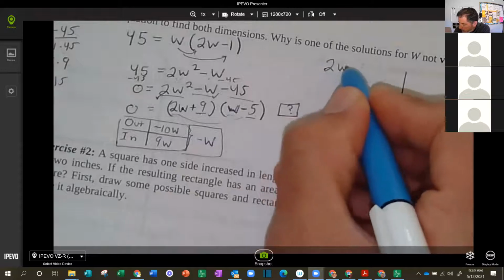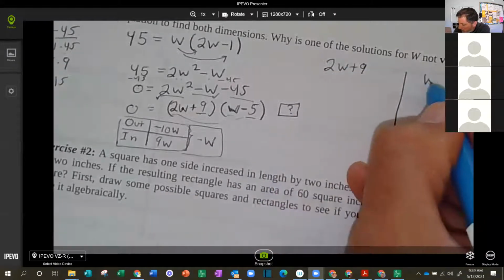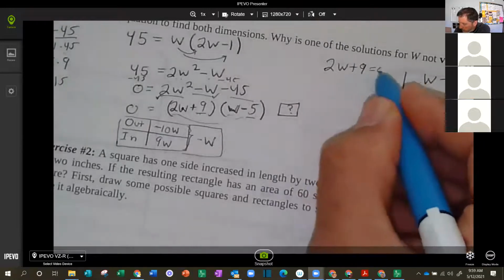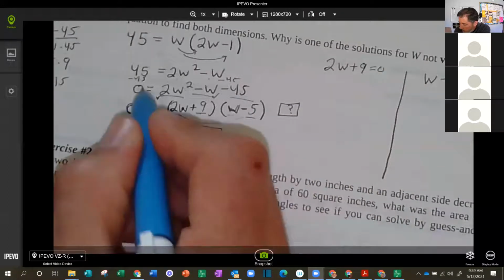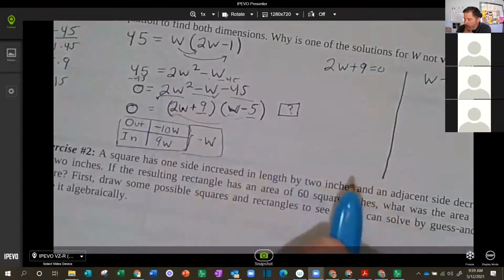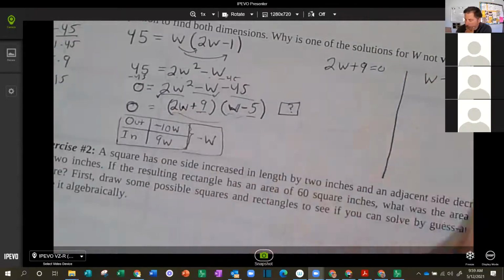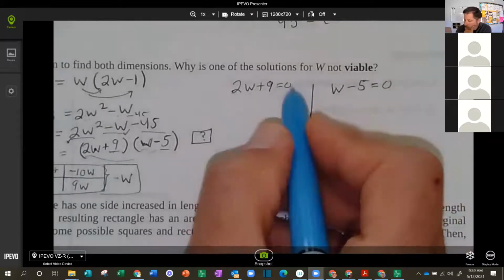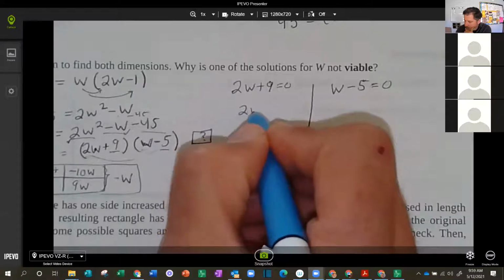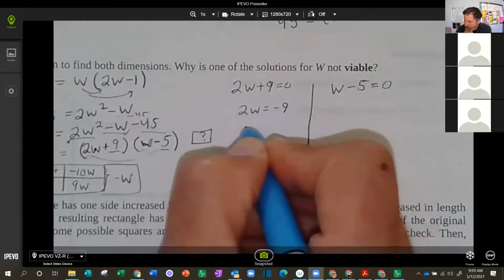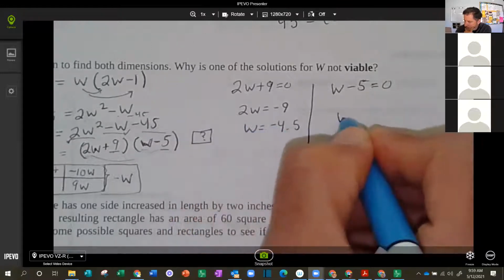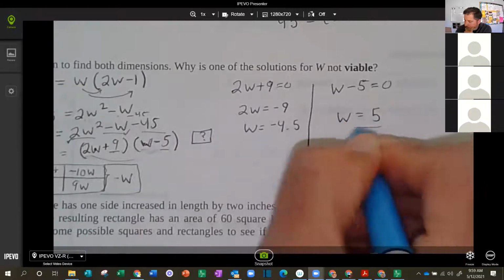So these are the 2 answers. We have 2w plus 9, and we have w minus 5. And we're going to set each of those equal to 0. Now that's very important, because we set this equal to 0 for that very reason, to use what we called the 0 product rule we learned yesterday. So we set them equal to 0. I'm going to move this over. And then we need to solve for it. So I'm going to minus 9 from both sides. Then divide by 2. And on one I get negative 4.5. On the other one I get, adding 5 to both sides, 5.